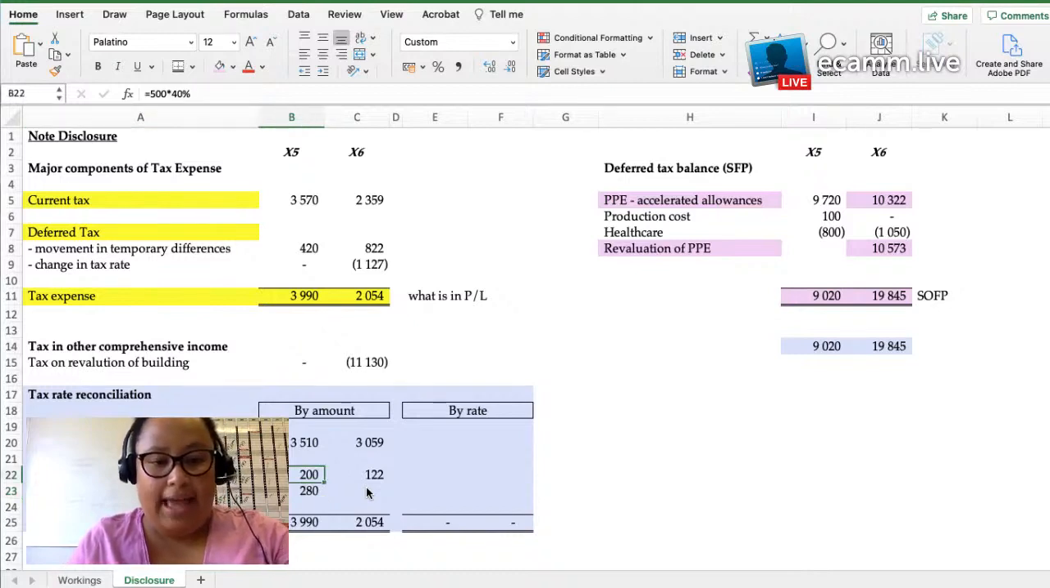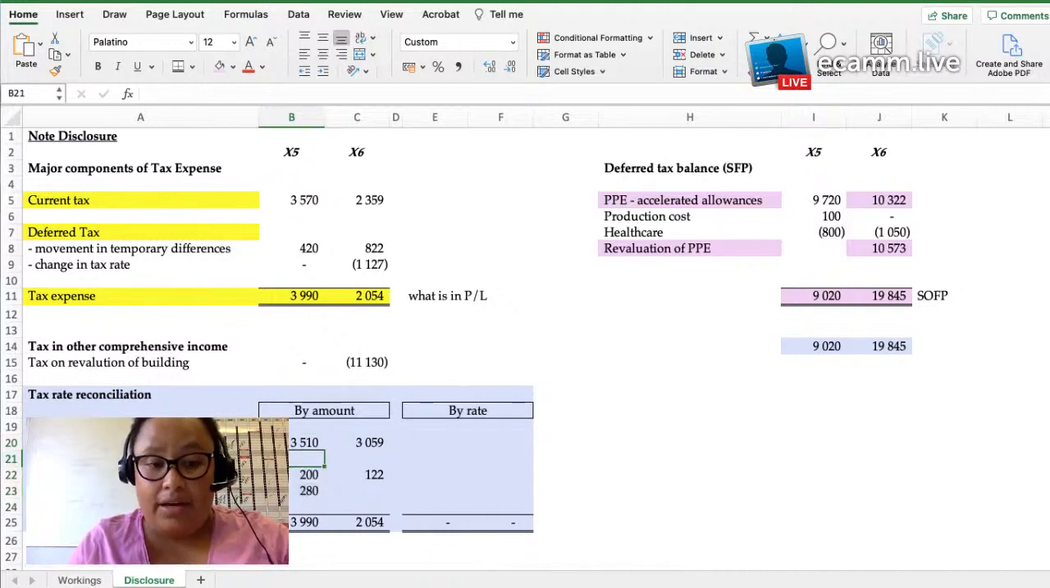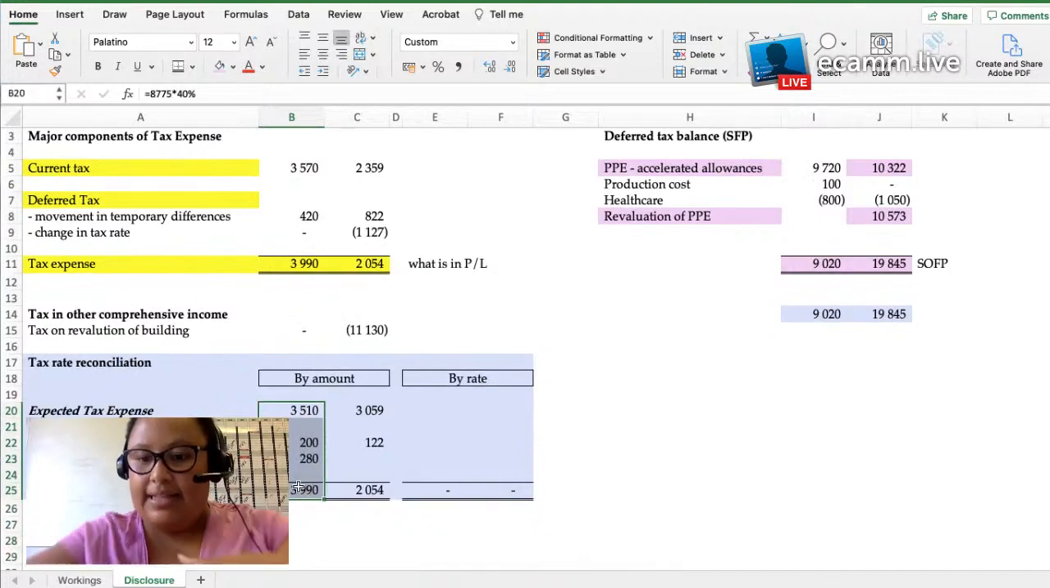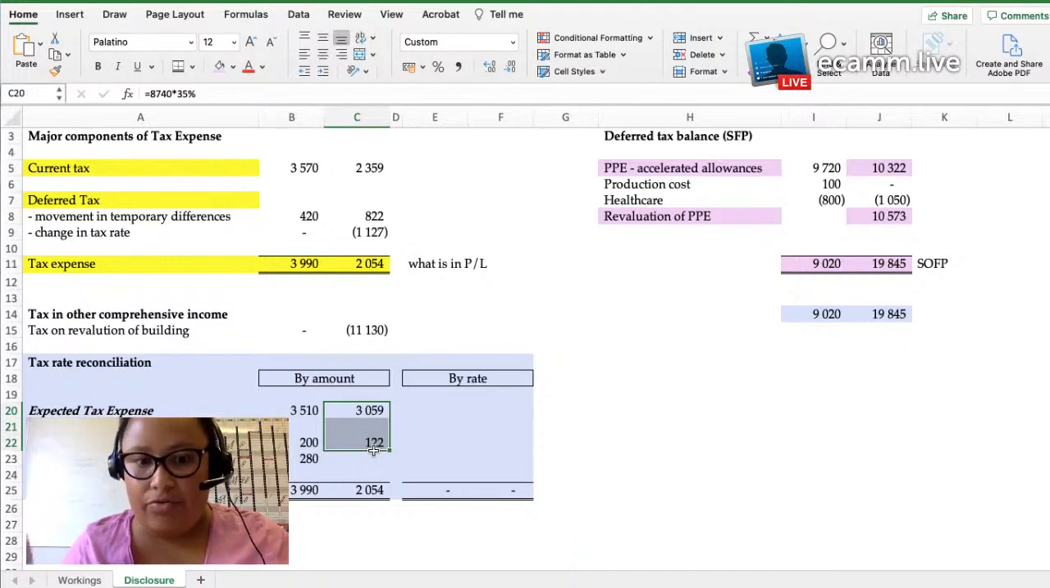If we look at X5 first and add those up, we can see they sum at the bottom to 3990. So actually this first year, X5, perfectly balances. Now we've perfectly explained the difference. However, if we look at X6, it doesn't reconcile yet. There's something else that's missing.